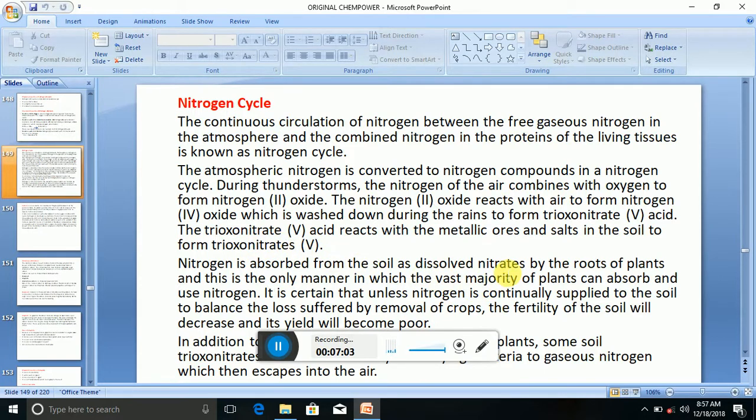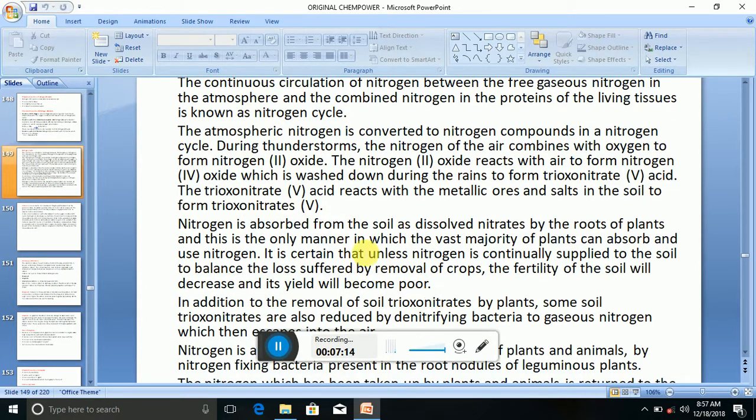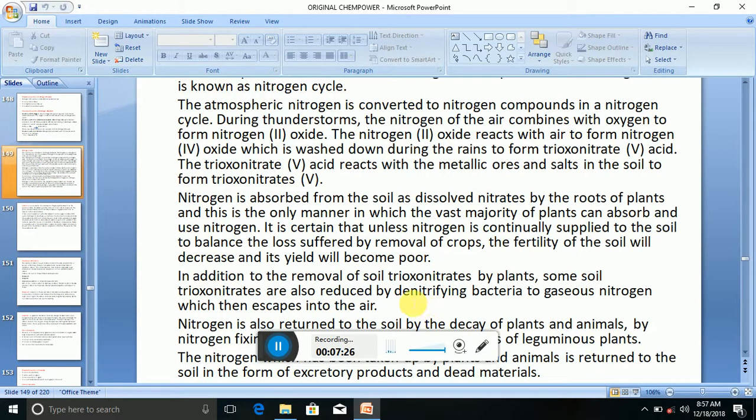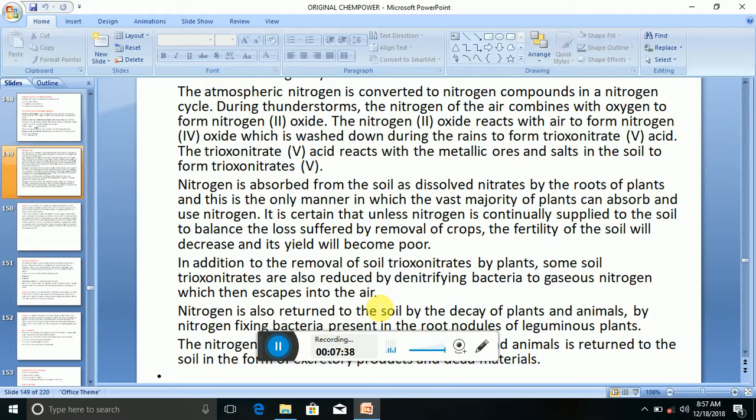So these nitrates are absorbed through the roots of plants. They get into the plant body. Animals feed on these plants. When these plants and animals die, the nitrogen gets back to the soil. Also, there are denitrifying bacteria that can convert the trioxonitrates in the soil back to gaseous nitrogen, and this escapes into the air.